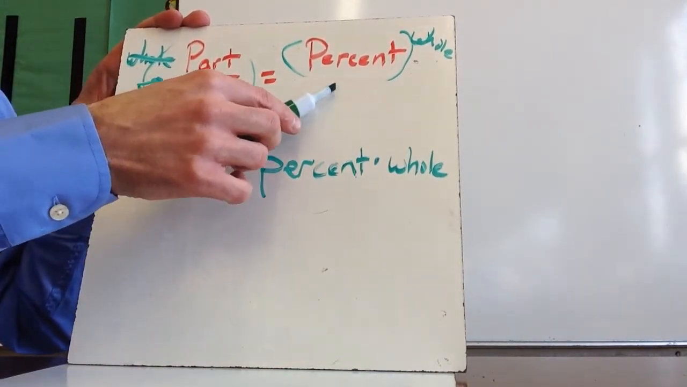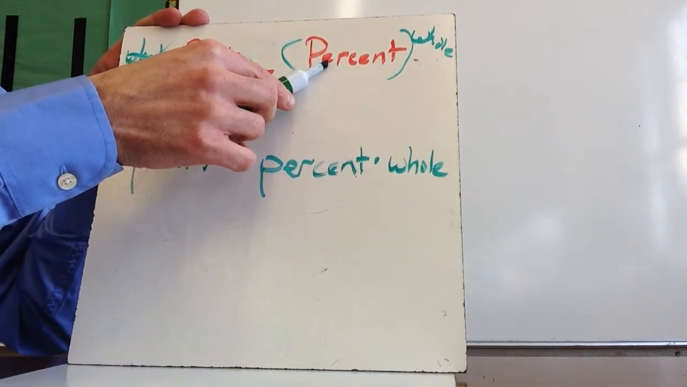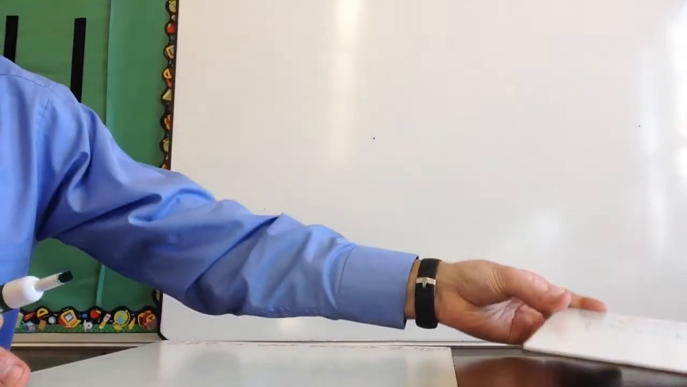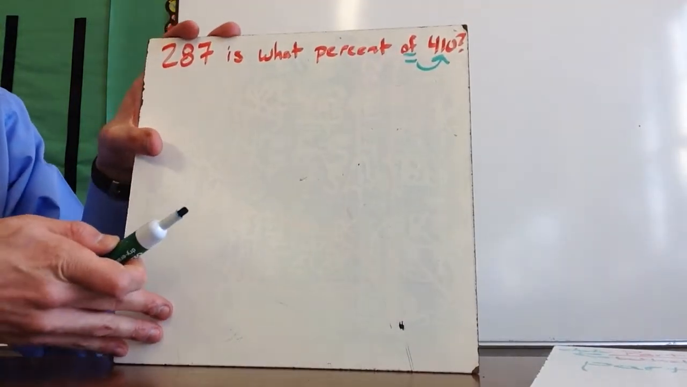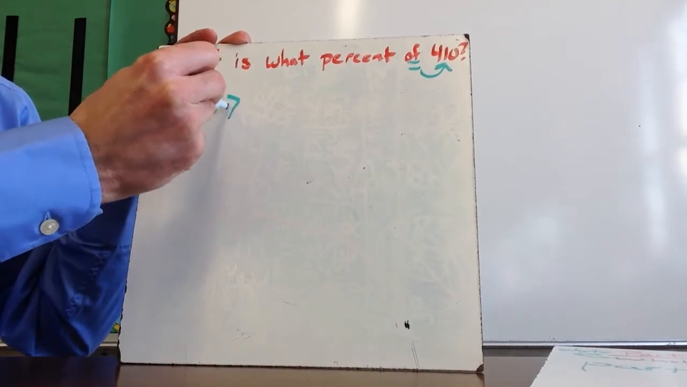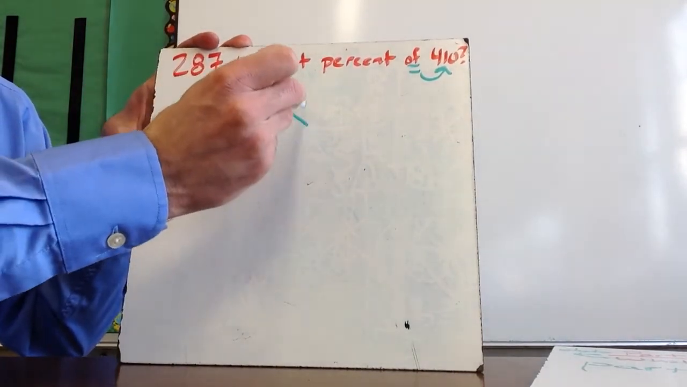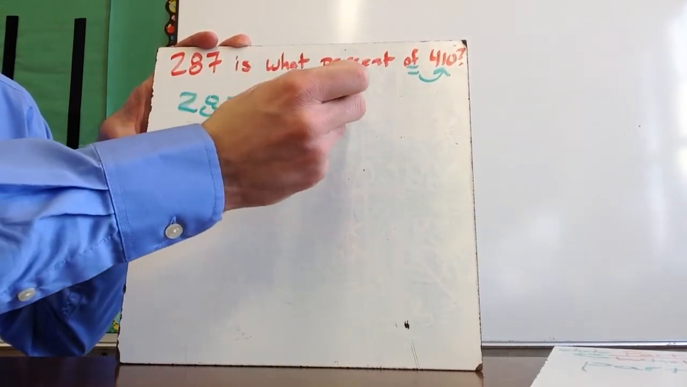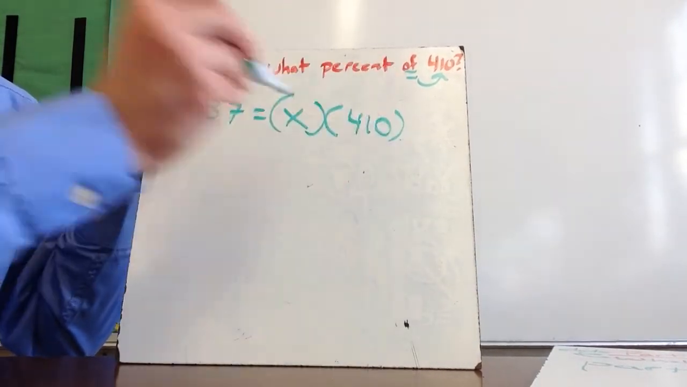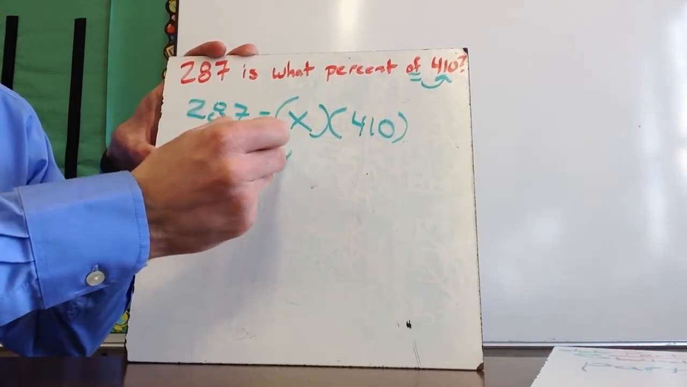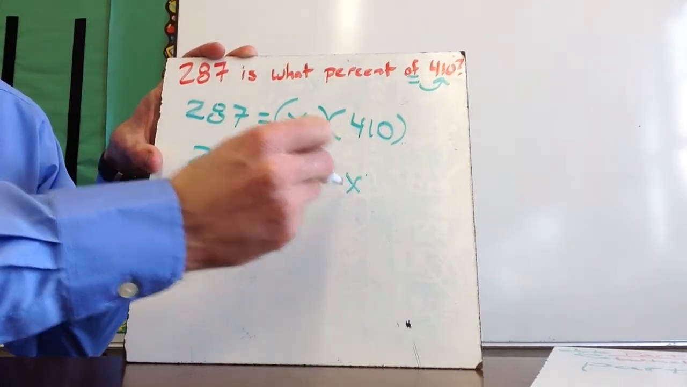The 100 was always down here. The percent was the number with a percent sign. The whole came after of. Whatever's left becomes the part. So it's going to be the same thing here. So this is going to be 287 equals, I don't know what the percent is, so I'll call that x, times 410. That means this is 287 equals, and I'll rewrite this as 410x, right?